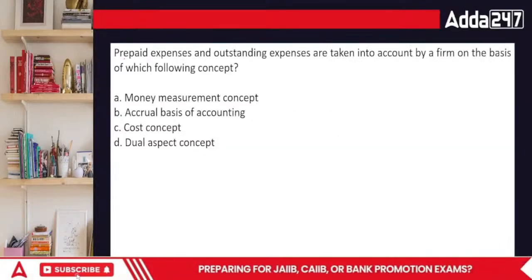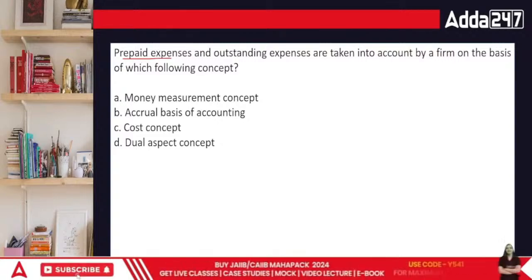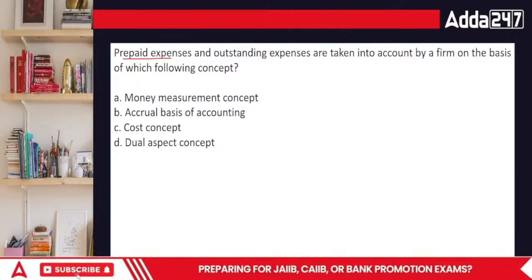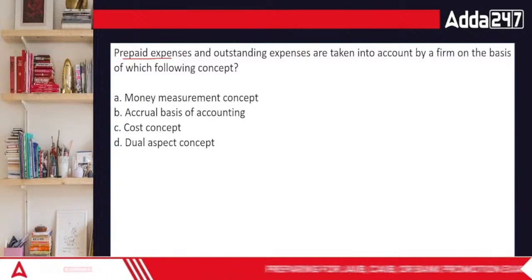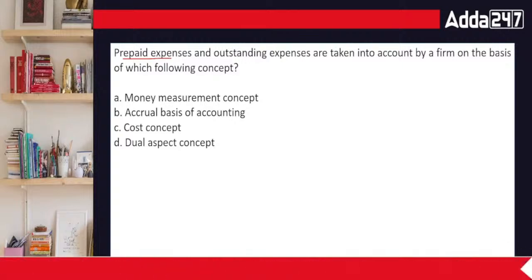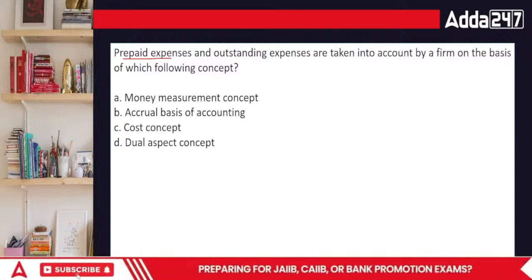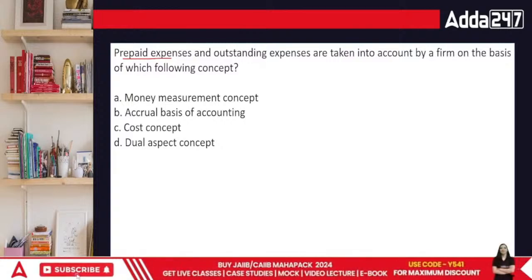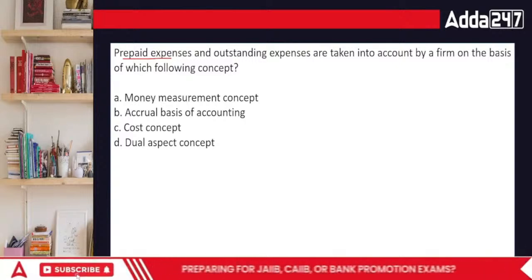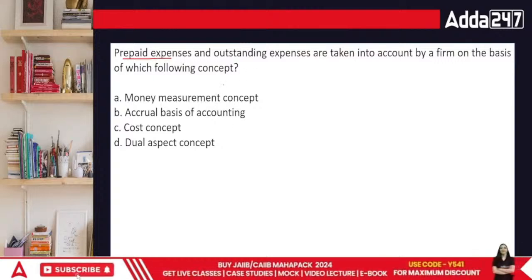Next question, everyone. Prepaid expenses and outstanding expenses are taken into account by a firm on the basis of which of the following concepts? Money measurement concept, accrual accounting basis, or cost concept, or dual aspect concept. What's going to be the answer, everyone? Prepaid expenses and outstanding expenses.